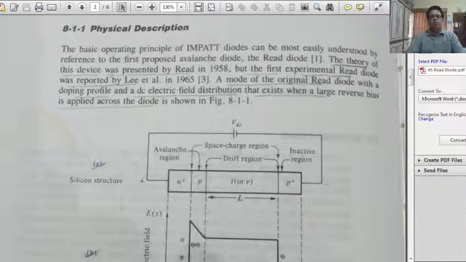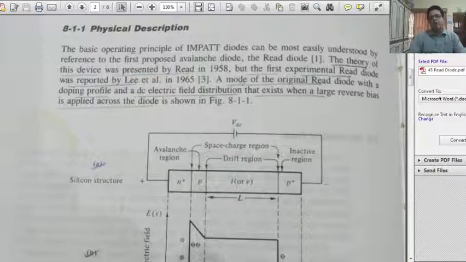The theory of this device was presented by Read in 1958, so the term Read diode is used for this diode. But the first experimental Read diode was reported by Lee et al. in 1965. The theory was presented in 1958 by Read, but experimentally the first Read diode was reported by Lee et al. in 1965.